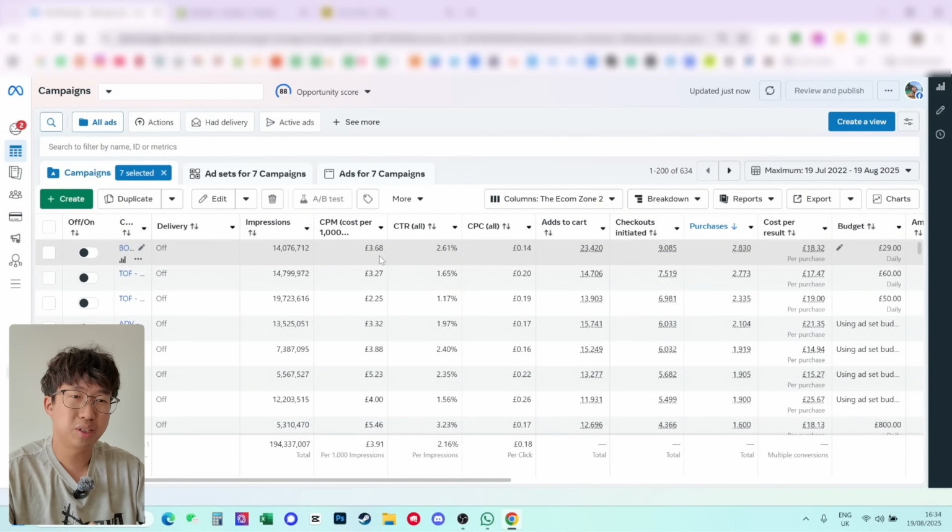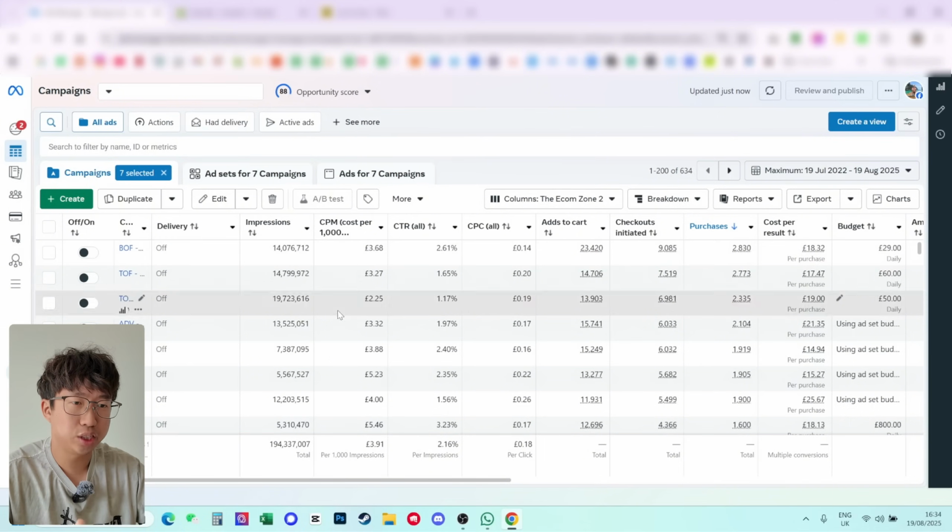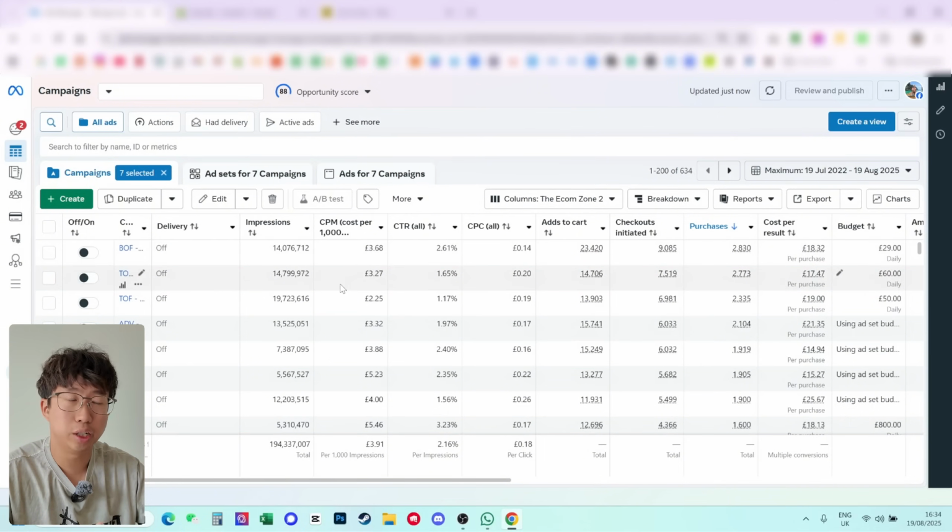So your CPMs, majority of the time, it depends on which industry you're in. Of course, if you have a really, really bad ad, then your CPMs will be higher as well. So yeah, in the beauty niche, very high CPMs. I wouldn't even recommend anyone go down the beauty niche unless you're selling like a $100 product or even more.